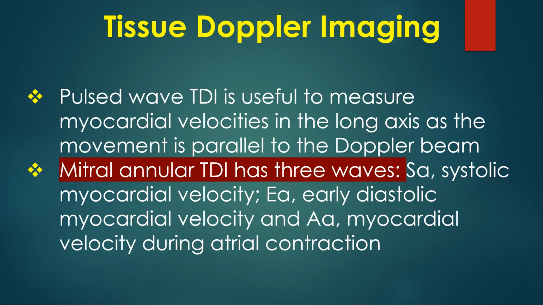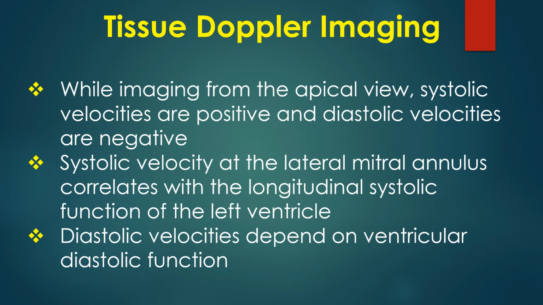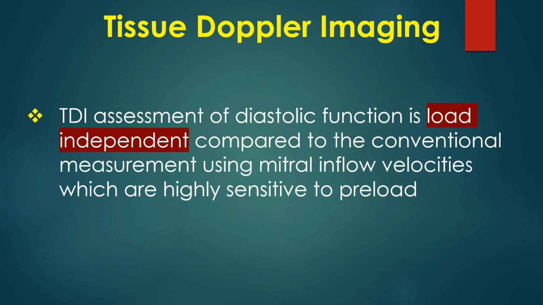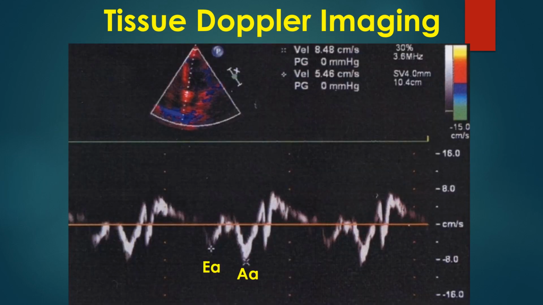While imaging from the apical view, systolic velocities are positive and diastolic velocities are negative. Systolic velocity at the lateral mitral annulus correlates with the longitudinal systolic function of the left ventricle. Diastolic velocities depend on ventricular diastolic function. TDI assessment of diastolic function is load independent compared to the conventional measurement using mitral inflow velocities, which are highly sensitive to preload. Tissue Doppler imaging at the level of the mitral annulus septal side illustrating EA and AA.